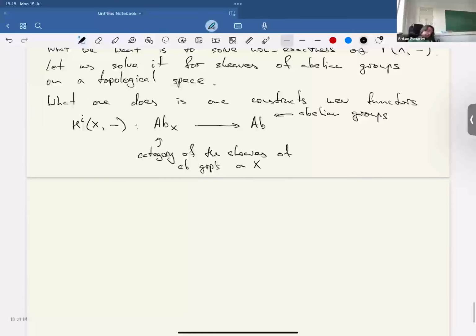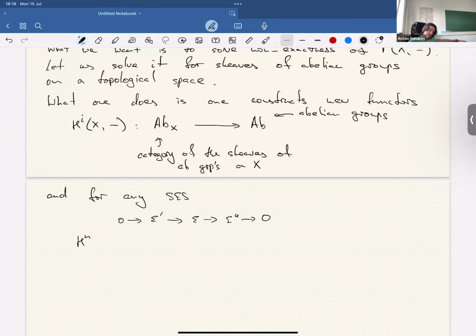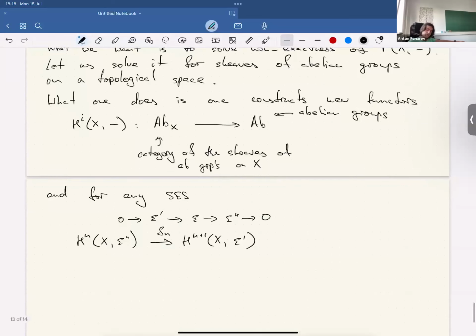This is one part of the data. And an extra thing: for any short exact sequence of such sheaves, E prime goes to E to E double prime goes to 0, we construct a certain morphism from Hn of X of E double prime to Hn plus 1 of X of E prime, for any n. Let me call it delta n. This is the so-called connecting homomorphism.